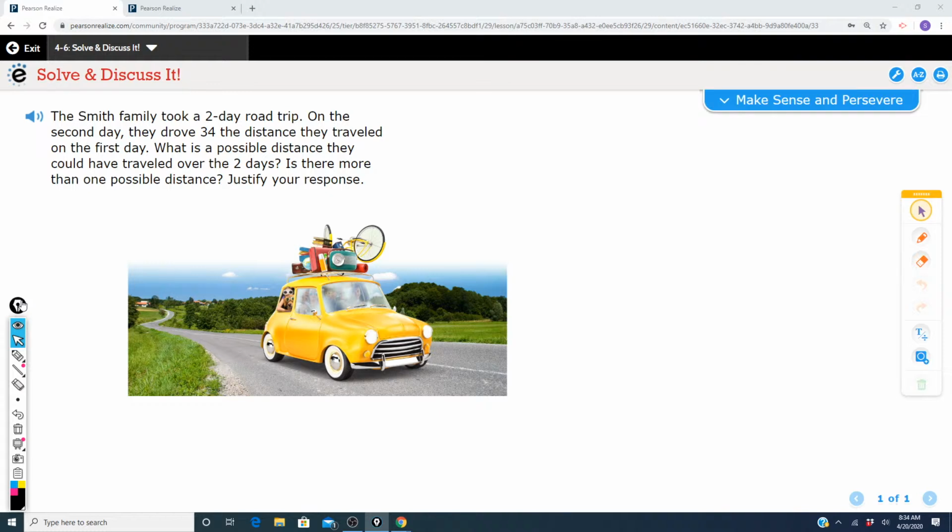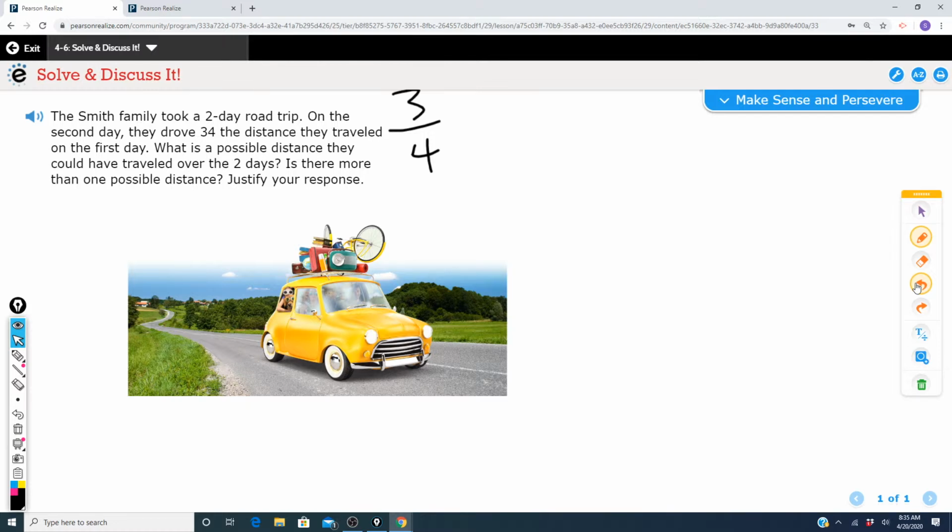Take a look at what you see here. The Smith family took a 2-day road trip. It says on the second day they drove 3/4 the distance they traveled on the first day. Evidently, they don't know how to use spell check. So, what is a possible distance they could have traveled over the 2 days? Is there more than one possible distance? It tells you to justify your response.